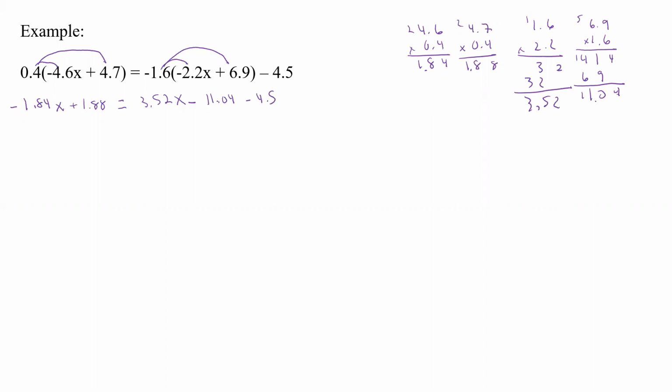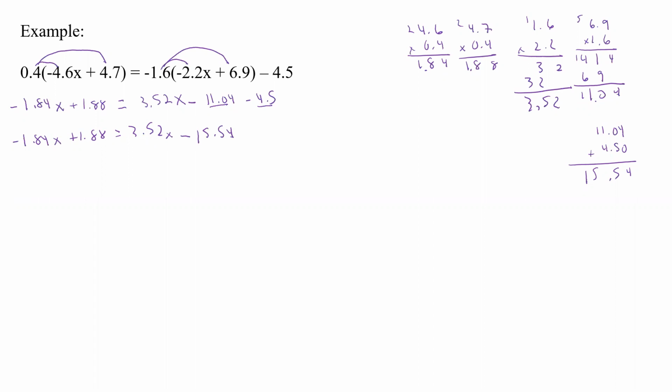All right, so what I want to do now is take and add this and this together, and then after that I can start going left and right, adding things and subtracting things off. So if I first take this, I'll have 11.04 plus 4.50. So that's a 4, that's a 5, that's a point, that's a 5, that's a 1. So what I have now is negative 1.84x plus 1.88 equals 3.52x, and then minus 15.54.